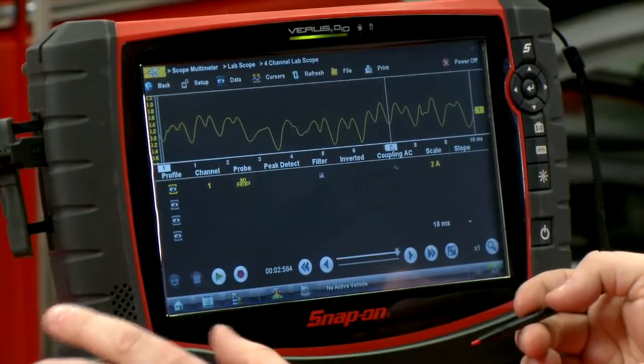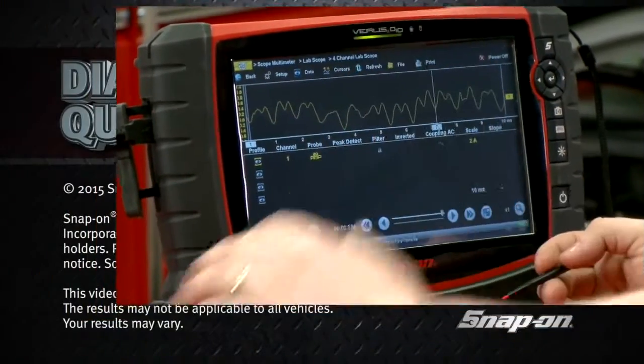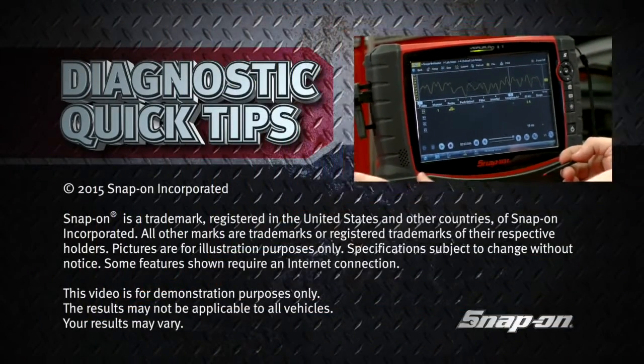So you can see how it's a pretty quick, easy way to diagnose it. Just by looking at the pattern, you can see how worn out a fuel pump is.